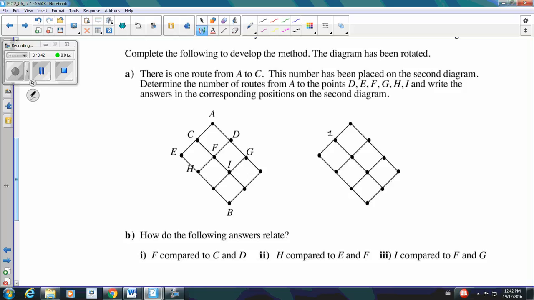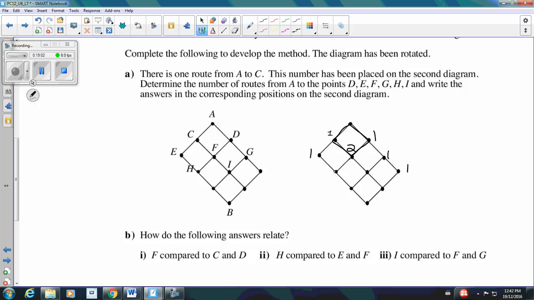So from here, there's one way to get here and one way to get here. Following down the sides, we have one way, one way, one way. Right? We can only go straight down the sides. To get to this point here, I can either come this way or this way, so that gives me 2 paths. So just like the Pascal's triangle, I can get this from adding.